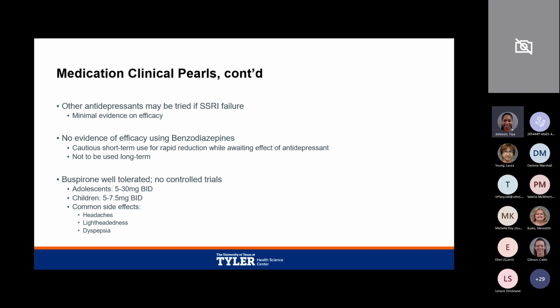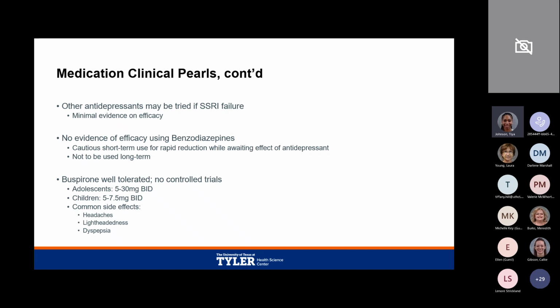Buspirone is a well tolerated medication and it can be used for generalized anxiety, but there are no controlled trials of buspirone in children and adolescents. You can safely use 5 to 30 milligrams BID in adolescents, and then 5 to 7.5 milligrams BID in children. The most common side effects of buspirone include headaches, lightheadedness, and dyspepsia.